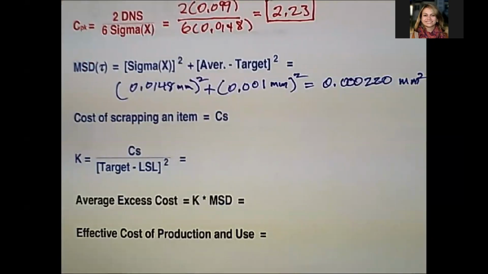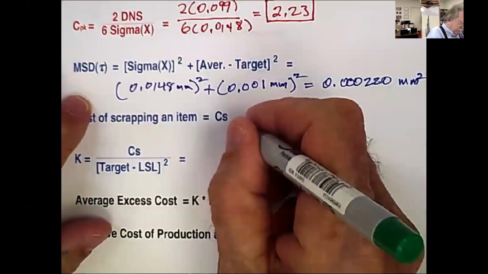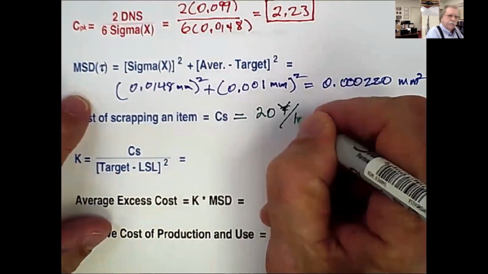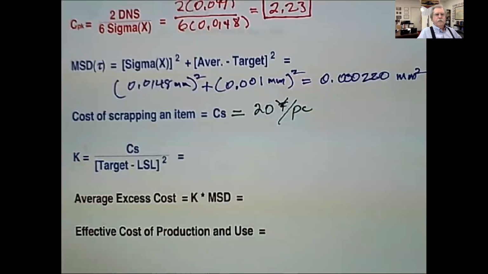Now, I want to make up a number here. It's not on the chart. Let's say the cost of scrapping an item is 20 yen per piece. This is a very simple little part, probably 20 cents or 20 yen is about right. But you're going to see that that number comes out in the wash at the end, so it's really immaterial, but I have to have something to do the calculations with.